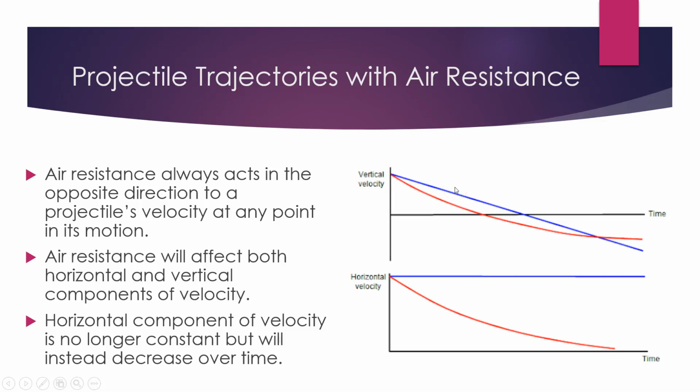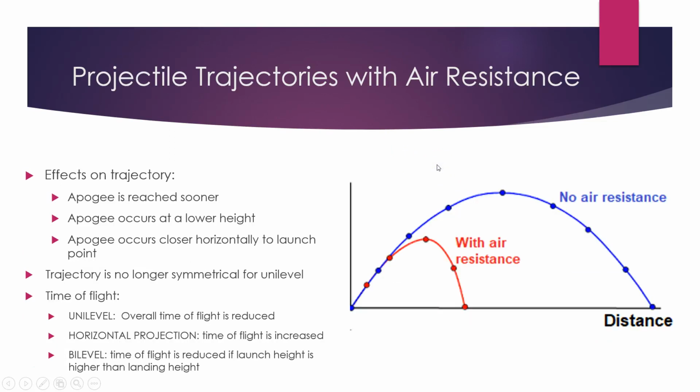What then does it add up to as a whole? What's the complete effect on the trajectory? Well, the complete effect on the trajectory looks a little bit like this. I will mention here that the overall effect depends on whether you're talking about unilevel, bilevel, or horizontal projection examples. On this first slide here, we've got an example for unilevel. So for unilevel, you can see in blue that if we get rid of air resistance, it's a symmetrical parabola, right? If we include air resistance, then the overall effect will be that the apogee will be reached sooner, so in other words, in less time.